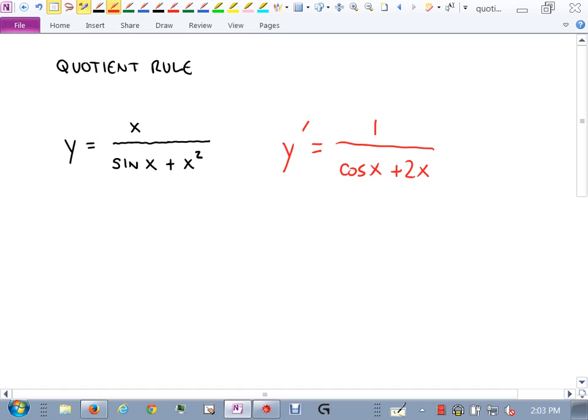Now, I haven't proven the product rule and quotient rule to you because the proofs might make you ill if you see them. But if you want to see it, I can show you. Come to my office and I'll show you. If you really want to see where the quotient rule or product rule comes from, it's really kind of cool. But I think my definition of cool and your definition of cool might be different things.